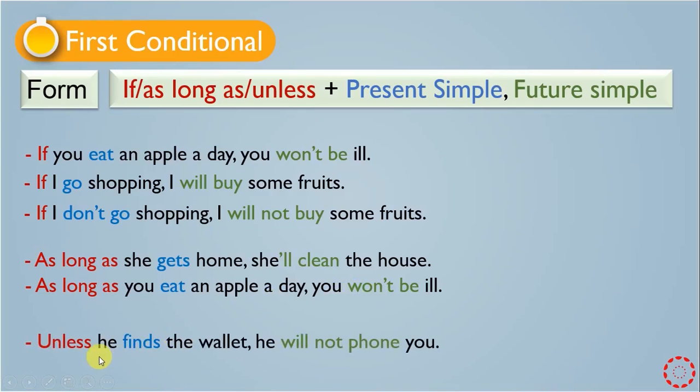But in unless, as I said, the situation is somehow different. Because as we said, unless has a negative meaning, that's why the first sentence, I mean the present simple, should be in positive form, and the second one, I mean the future simple, should be in the negative form. As you see, unless he finds the wallet, this is the positive one, he will not phone you. He will not. We should negate the second sentence, I mean the future simple one.